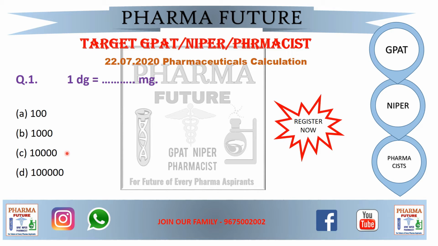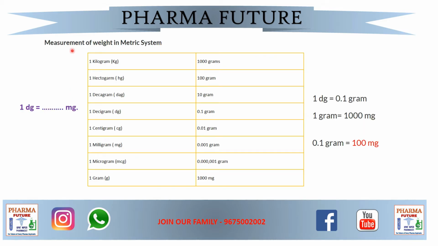Option A is 100 mg, option B 1000 mg, option C 10,000 mg and option D. Here is the measurement of weight in the metric system, the conversion table. 1 kilogram is equal to 1000 gram, 1 hectagram is equal to 100 gram, 1 decagram is equal to 10 gram and 1 decigram is equal to 0.1 gram.